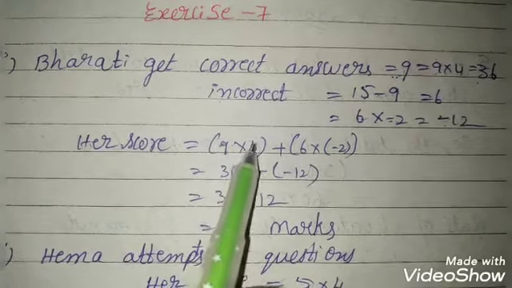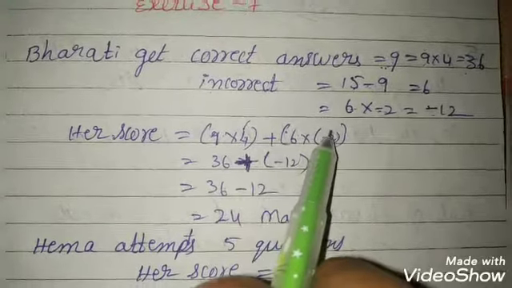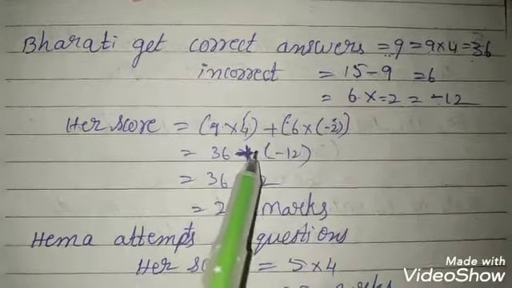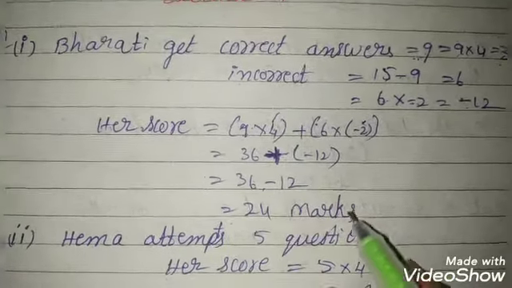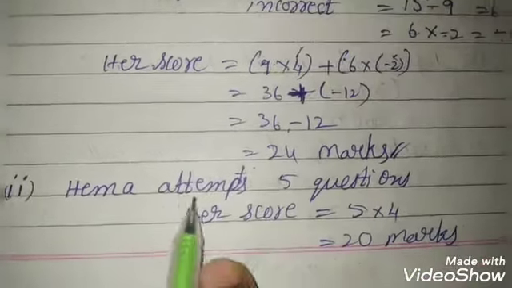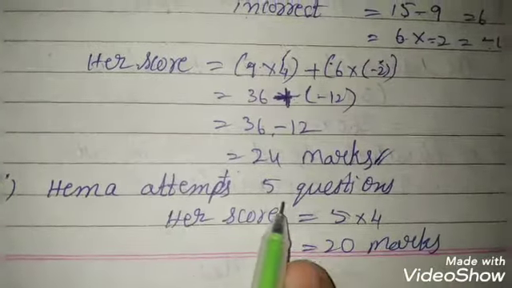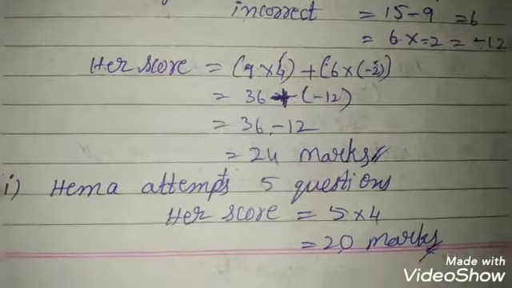9 correct answers and each one carries 4 marks. 6 wrong answers carry minus 2 marks each. So 36 minus 12 is equal to 24 marks. Bharati's score is 24 marks. And Hema attempts 5 questions. So 5 into 4, 20 marks. All questions she attempts correctly.